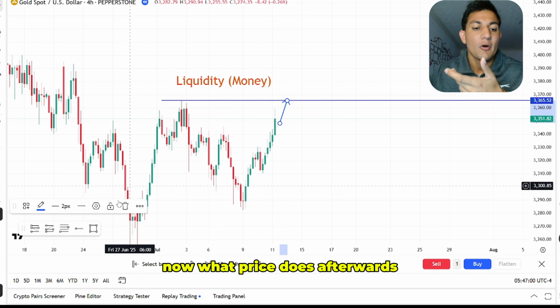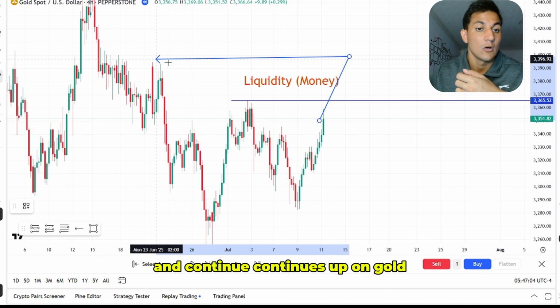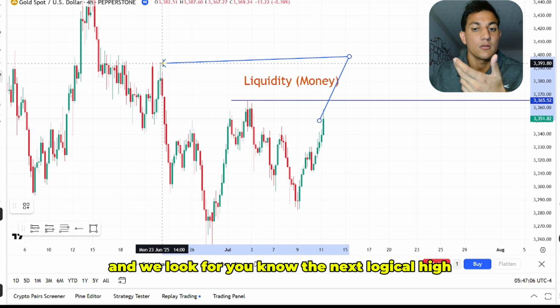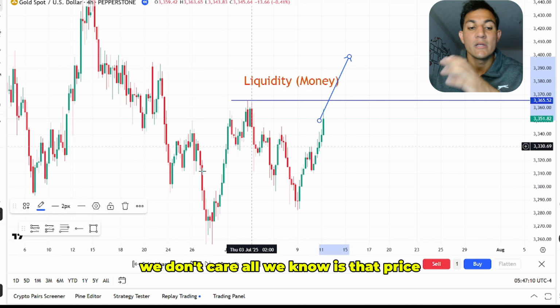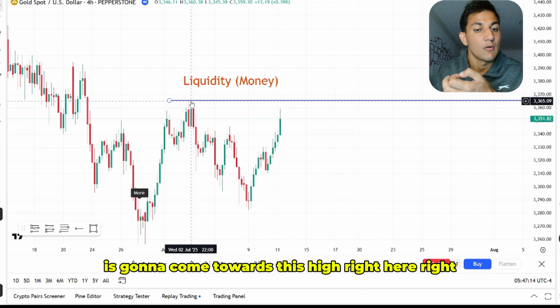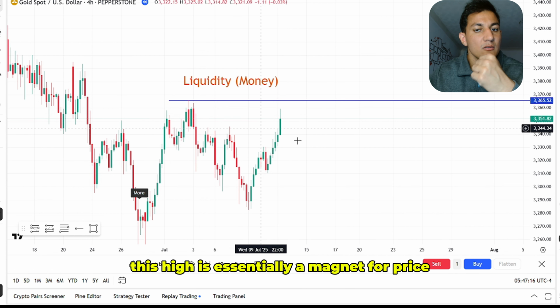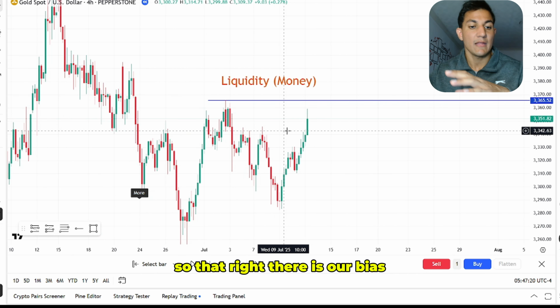Now, what price does afterwards, whether it smashes right through this high and continues up on gold, and we look for the next logical high, who knows? Price could also reverse afterwards. We don't care. All we know is that price is going to come towards this high right here. This high is essentially a magnet for price, pulling it towards it because there's lots of money there. So that right there is our bias.